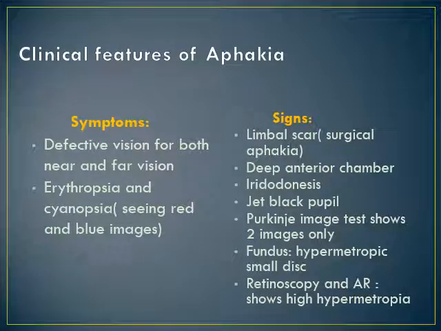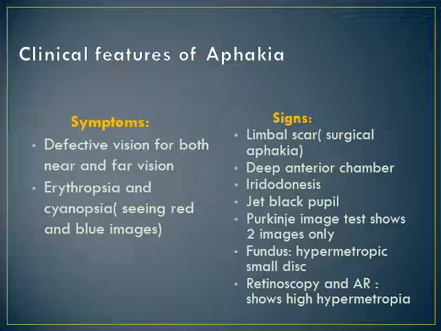In clinical picture symptoms, there is defective vision both for near and far vision. Then some patients may have erythropsia and cyanopsia. They see red and blue images. This is due to the absence of the lens which absorbs the ultraviolet rays, and so there is no absorption of the rays, so it leads to the erythropsia and cyanopsia.